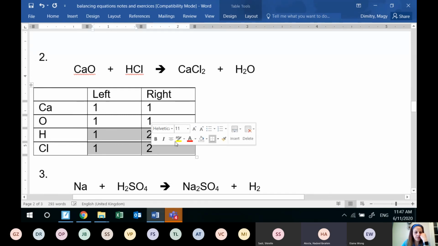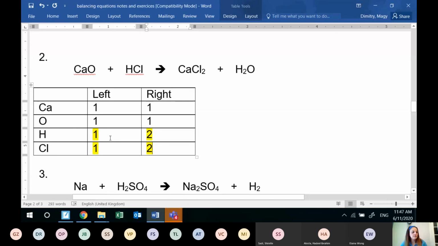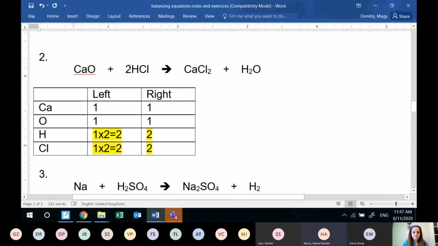So this is the problem right here. It's not balanced. Now what? What do you have to do, Hadil? Multiply it by 2. Yep. Here also. This means on the left side, I have to put a 2 here. That's it. And the rest is all balanced. So the answer is 1, 2, 1, 1. And there's the balanced equation.